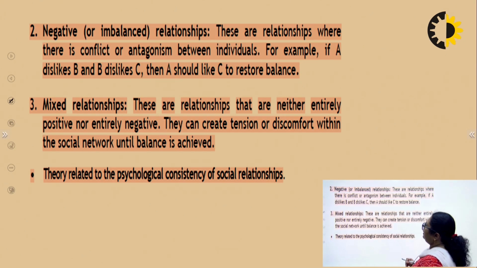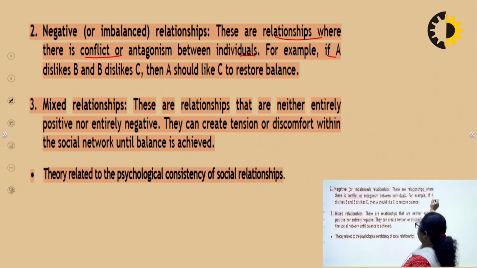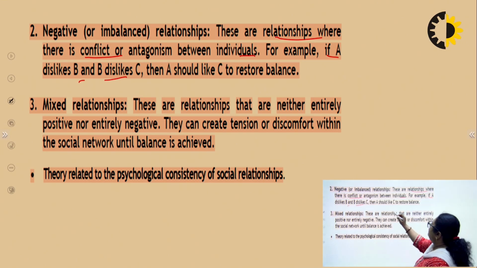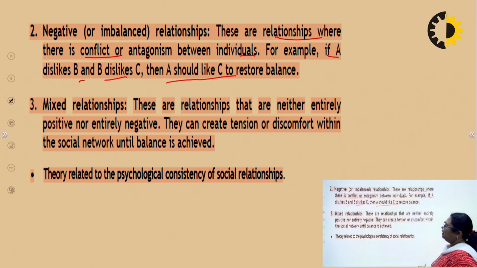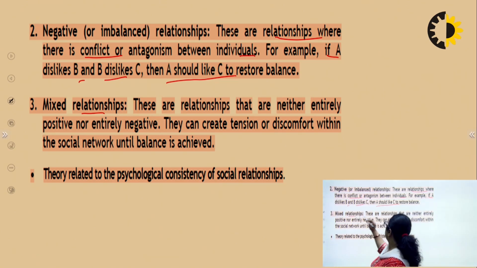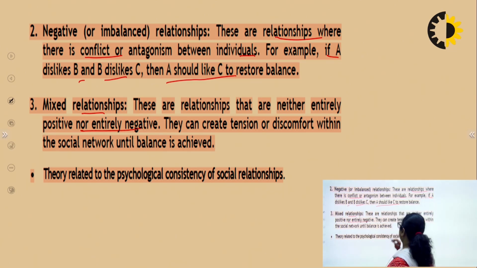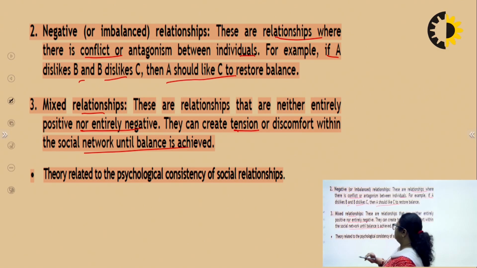So next we have negative or imbalanced relationships. These relationships represent when there is a conflict between individuals. We can say that A likes B and B dislikes C. So we can say that A should dislike C to restore the balance. Next, we have mixed relationships. These relationships are neither entirely positive nor entirely negative. This type of relationship can create tension and discomfort within the social network.